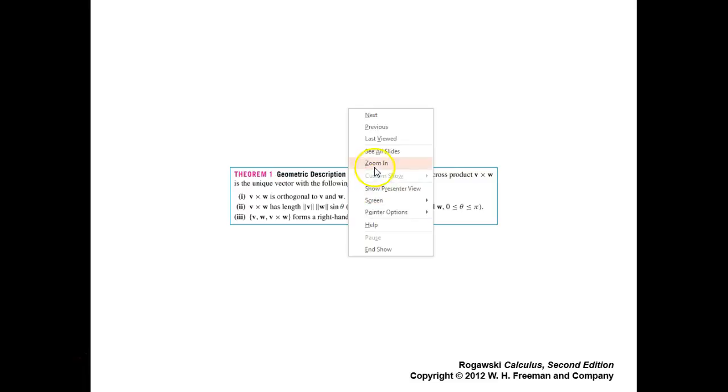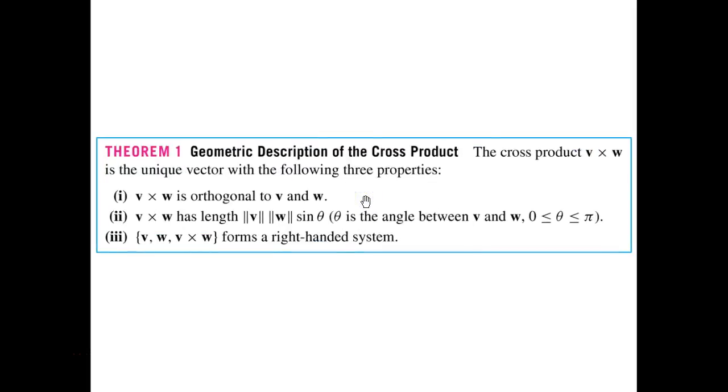And that's what we call a right-handed system. Prejudiced against us lefties. Okay, so here is our theorem 1. The geometric description of the cross product. Cross product of V cross W is the unique vector. Number one, the cross product is always a vector. Dot products, always scalars. Cross products, vectors. Two different ways of multiplying vectors. One produces a scalar, one's a vector.